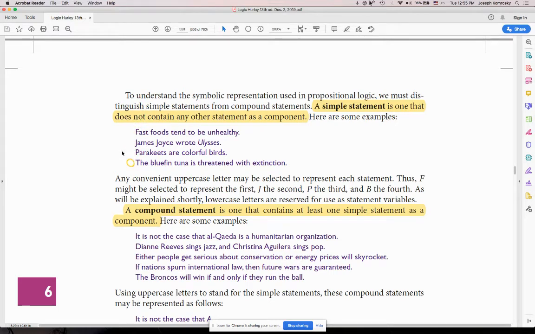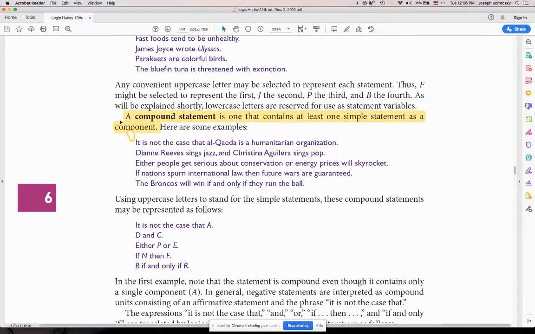These are simple statements. A statement is either true or false, and it represents something about reality. Okay? And we're going to simplify this by using one letter. Down here, we have compound statements. In other words, we have 2 statements, and what separates them is going to be something called a logical operator. Sounds complicated, but watch. First one. It is not the case that Al-Qaeda is a humanitarian organization. So this is compound because we have one statement, but then inside of it we have one operator, not. There it is. So we have not.